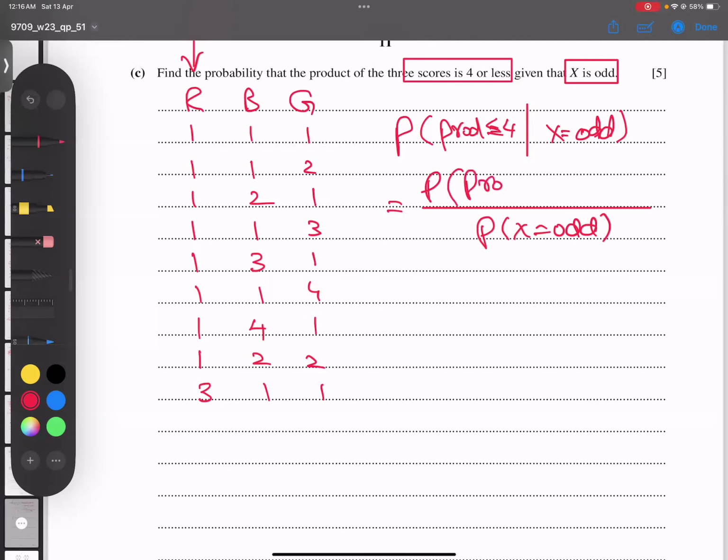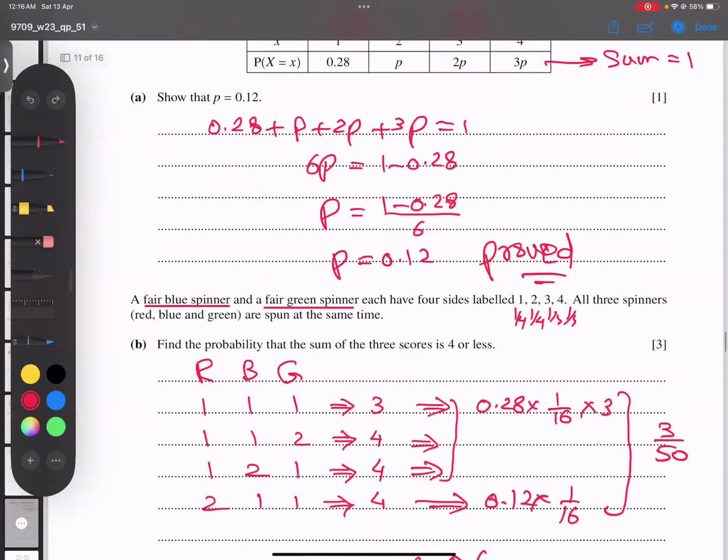So the probability is less than or equal to 4, and the score is odd on a red color. R stands for red. So now I can find all these probabilities, in the numerator and the odd probability. The odd probability is very simple.